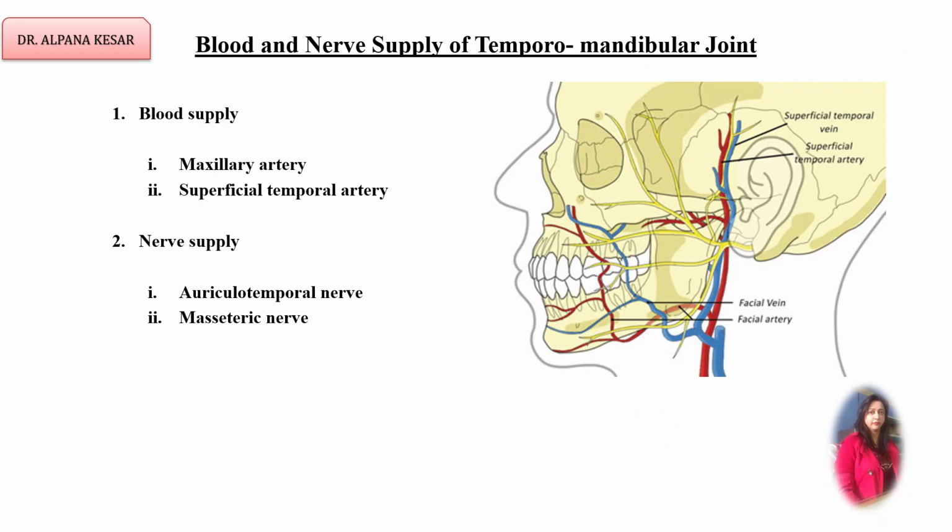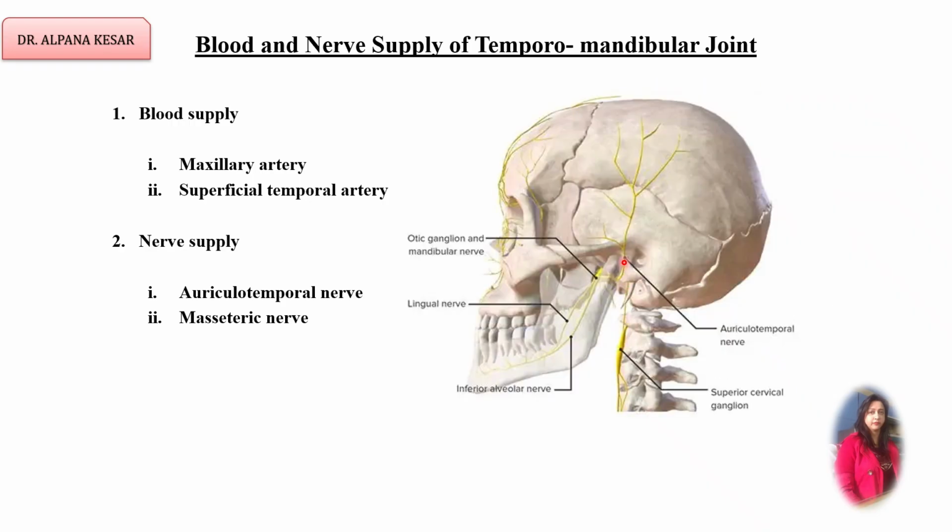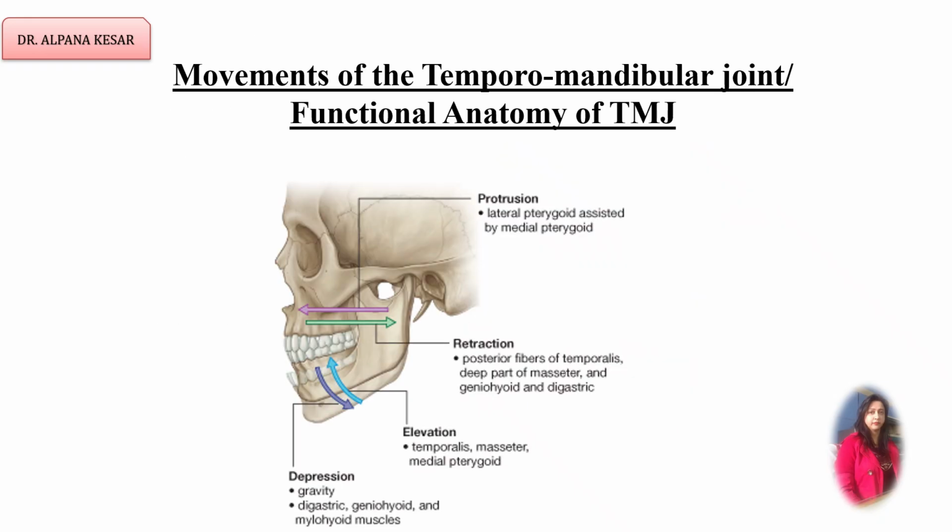Blood supply of temporomandibular joint. This is the maxillary artery and this is the superficial temporal artery. Maxillary artery and superficial temporal artery supply blood to the temporomandibular joint. Auriculotemporal nerve, which is this, along with the masseteric nerve, is responsible for the nerve supply to the temporomandibular joint. Functional anatomy or movements of temporomandibular joint.